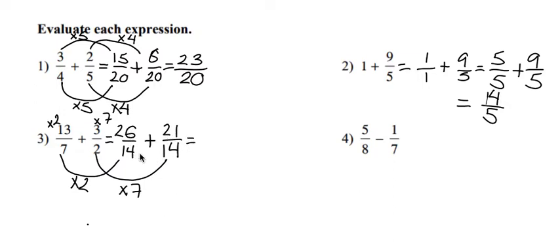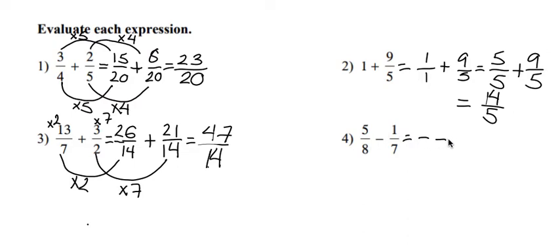And now that we have the same denominator, we can add the two numerators. 26 plus 21 is going to be 47 over 14. So 13 over 7 plus 3 over 2 is going to equal 47 over 14. Number 4, the last one. 5 over 8 minus 1 over 7.